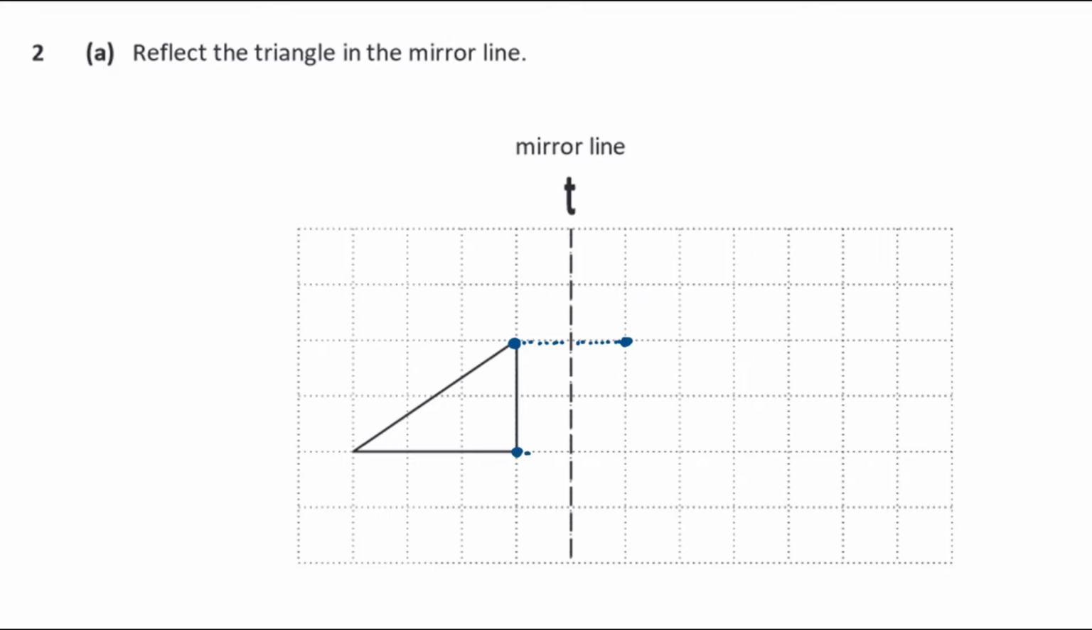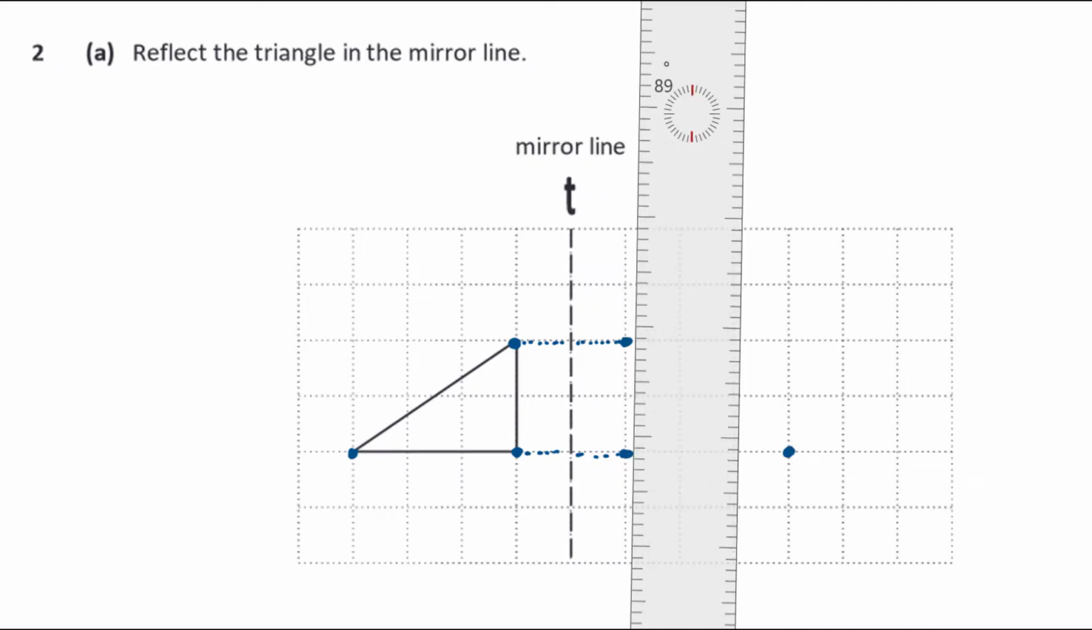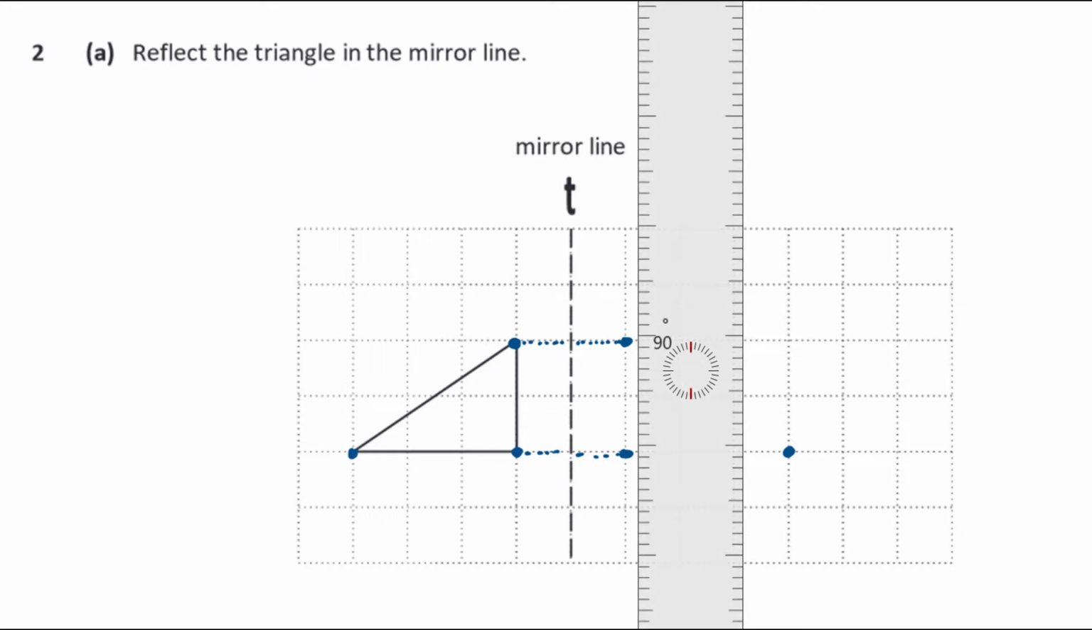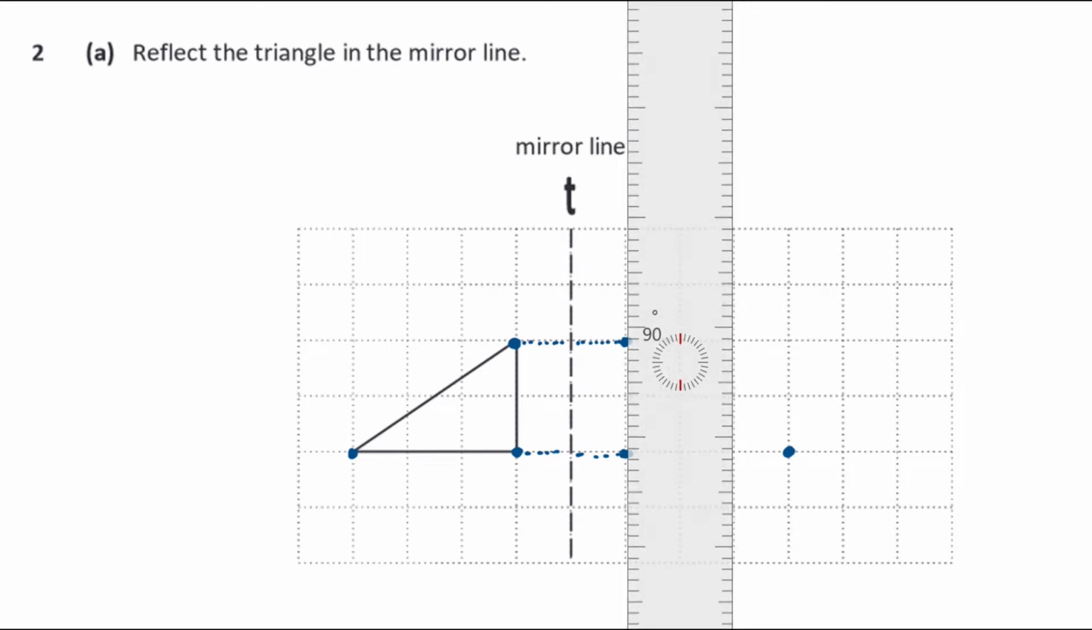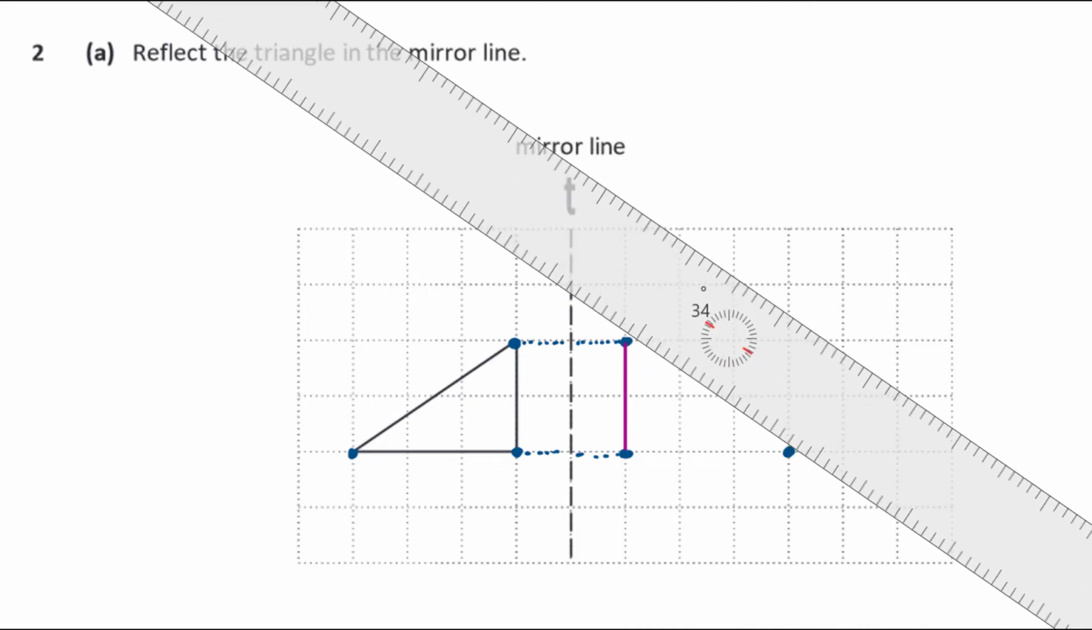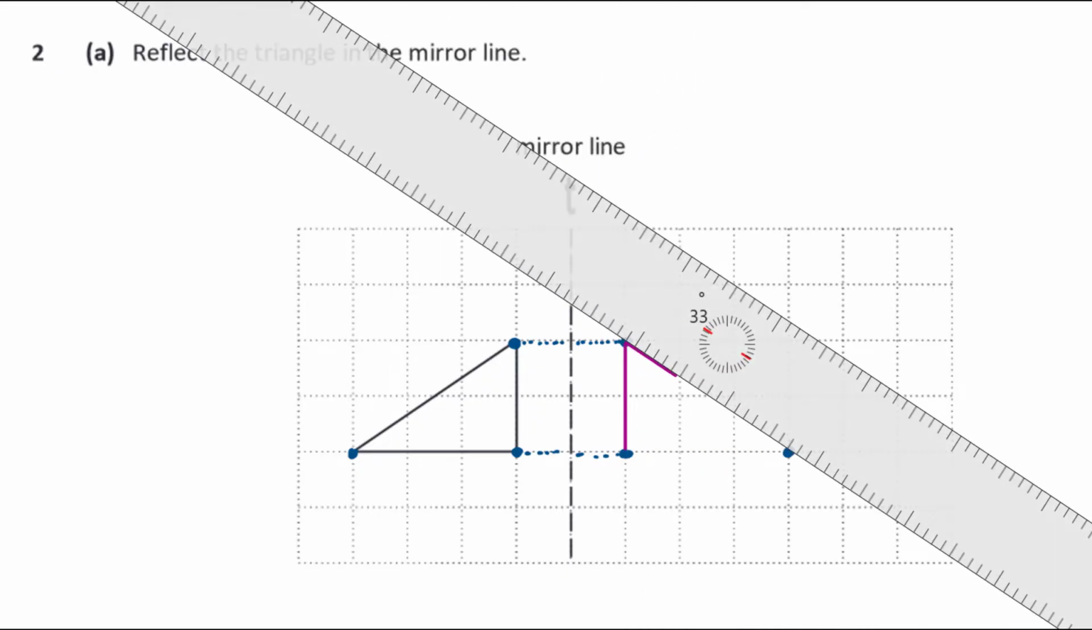Similarly, this point here is 1 square away from the mirror line, so its image is going to be 1 square the other side, like that. And then finally this one at the tip here. Now that's actually 1, 2, 3, 4 units away. So its mirror image point is going to be over there. Now once you've got your vertices or corners of the shape, you can then join them up with a ruler. Okay, so reflect the points, don't try to reflect the lines. Because normally when students try and reflect the lines, they go a bit wonky on these.